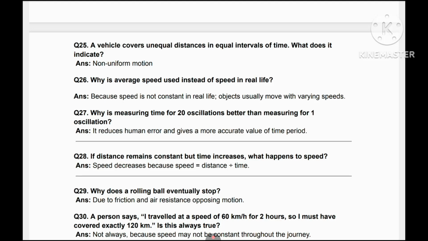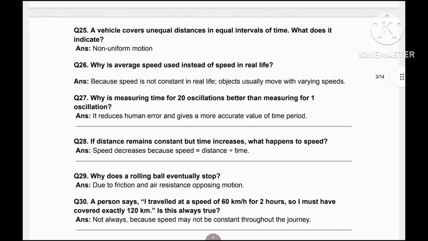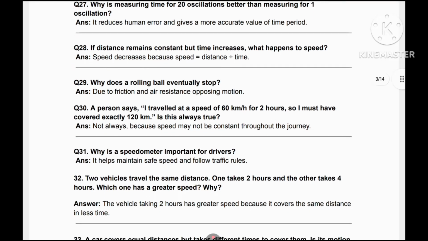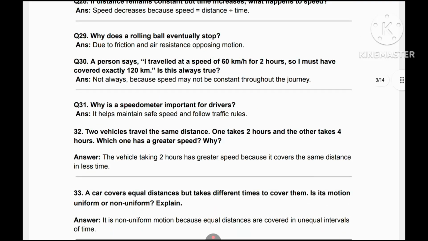Why is measuring time for 20 oscillations better than measuring for one oscillation? It reduces human error and gives a more accurate value of time period. If distance remains constant but time increases, what happens to speed? Speed decreases because speed equals distance upon time. Why does a rolling ball eventually stop? Due to friction and air resistance opposing motion.